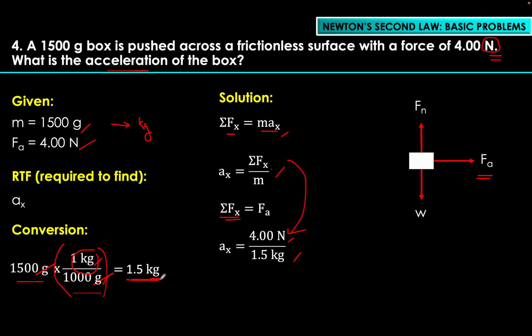Be careful with the substitution part. Again, we have to use the mass that is expressed in kilograms, because 1 newton is equivalent to kilogram meter per second squared. So using the mass in kilograms will allow us to cancel kilograms, and we will be left with meters per second squared as our correct unit for acceleration. So that's our final answer, and it looks reasonable. That's it. It's pretty easy.